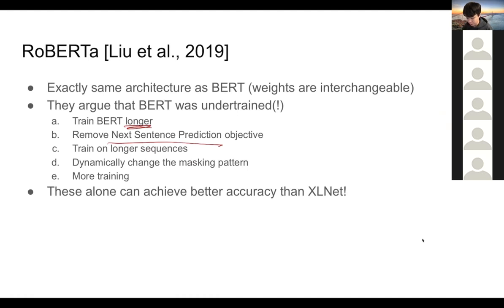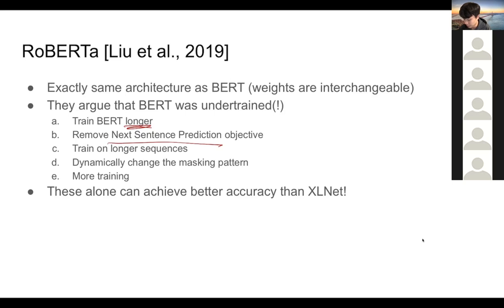And they trained on longer sequences and they dynamically changed the masking patterns because, very surprisingly, BERT actually had a fixed masking pattern, which means for every epoch, you will have the same mask instead of a different mask. But it would have made more sense to have a dynamic mask as you go to the next epoch, because why not, right? Why not inject some randomness?